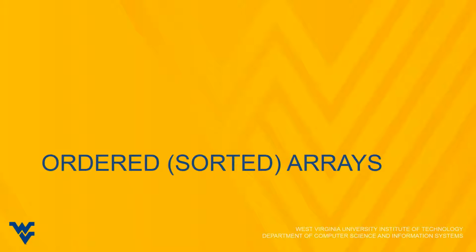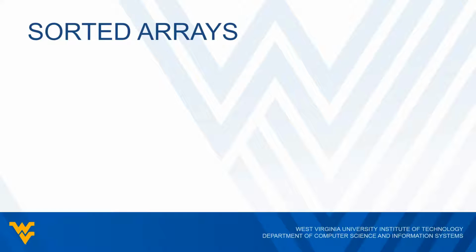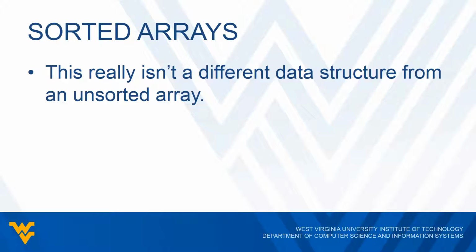We'll now take a look at ordered arrays or sorted arrays, where the elements in the array have to be organized or sorted in some order, whether it's increasing or decreasing. I want to start off by saying that we really don't consider sorted arrays to be a different data structure from an unsorted array. They're still arrays.